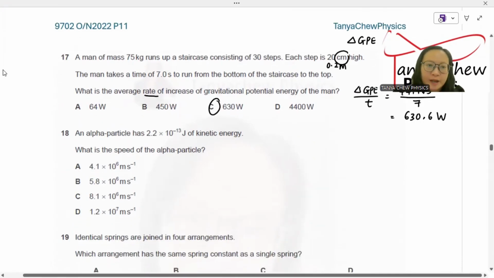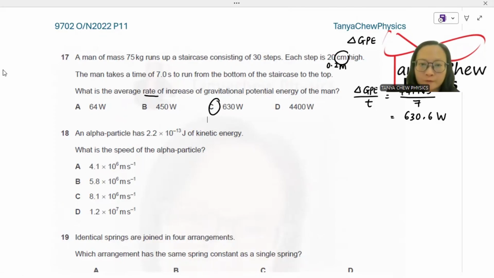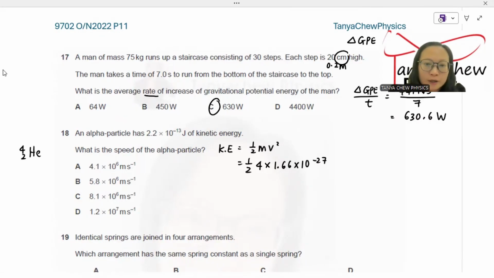Now, number 18, an alpha particle has 2.2 times 10 to the power negative 13 joules of kinetic energy. What is the speed of the alpha particle? Before you calculate the speed, write down the equation of kinetic energy, half mv squared. Alpha particle is the helium nucleus, with the mass of 4u, unified atomic mass unit. So you have to change that mass from u. 1u is equal to 1.66 times 10 to the power of negative 27. It is given, don't worry. The mass of alpha is 4u.